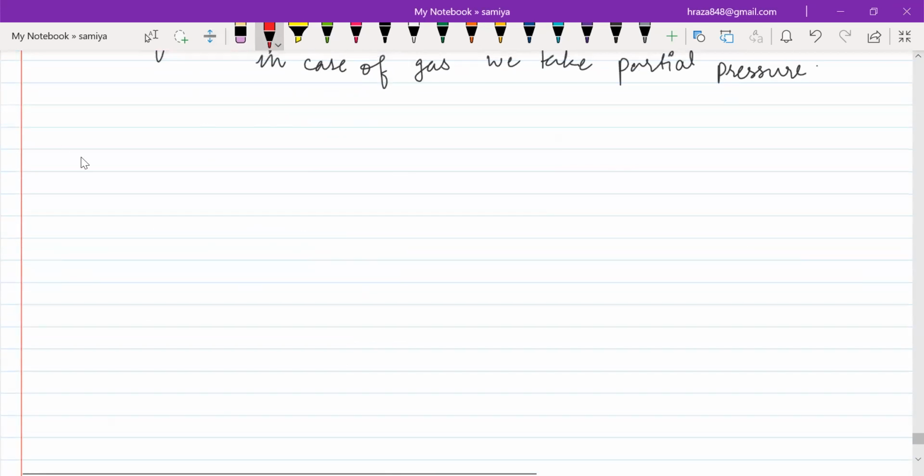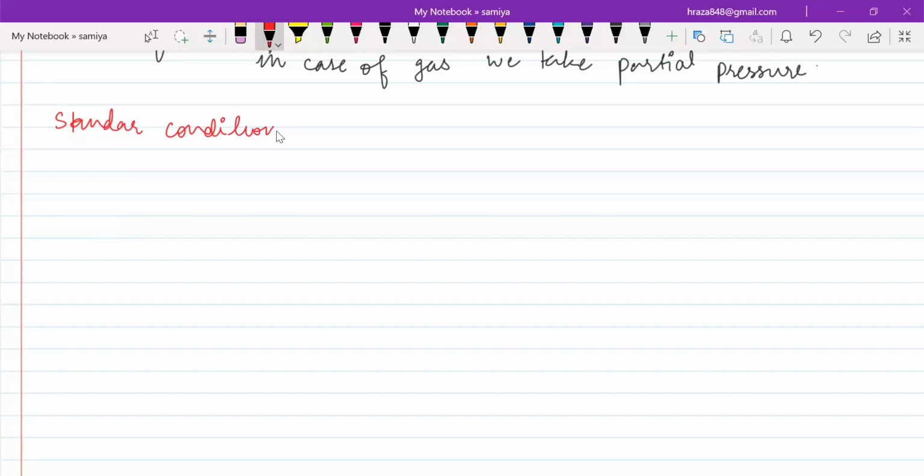Now see, there is a standard condition that we need to learn. What is a standard condition? Like you have already studied STP in class 11, the standard temperature and pressure. The first condition is concentration. Concentration in a standard condition means one molarity.